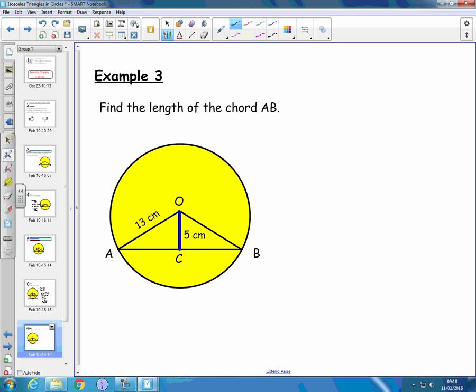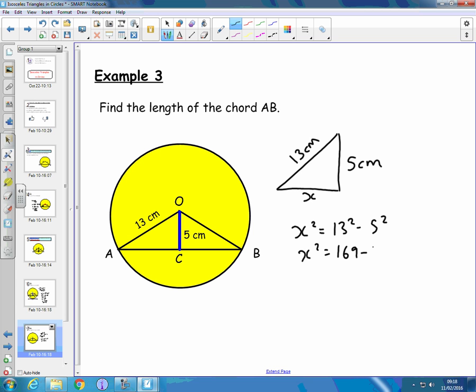Again, what I'm going to do is draw out the triangle. So I know that this is 5 centimetres. I know this is 13 centimetres. Again, I'm using the short side of Pythagoras, so I'm just going to put an x in there. And we've got x squared equals 13 squared, take away 5 squared. So x squared, well, 169 take away 25, and that comes out at 144. And we should hopefully know that the square root of 144 is just 12 centimetres.